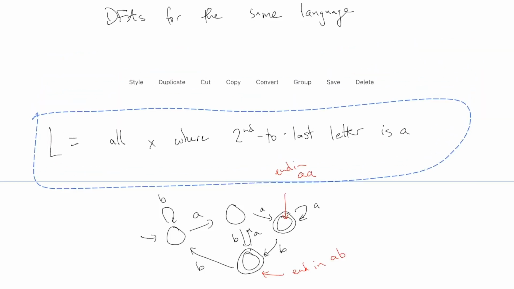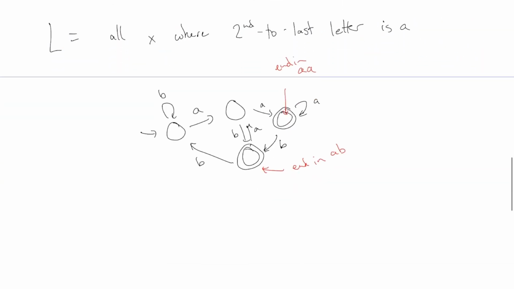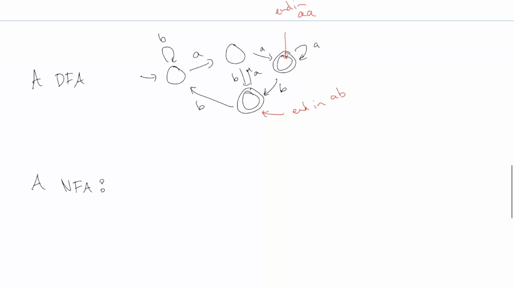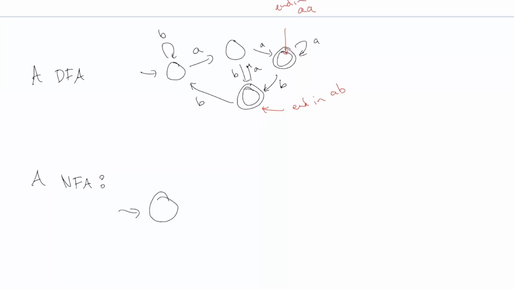The second to last letter is A. We can make an NFA, so that was a DFA, which is fairly complicated. An NFA, in my opinion, is much easier for the same language. The way I think of this is, in order to be accepted, I can do A and then something, and then it should be accepted, all right? And at the beginning, I can do whatever I want.